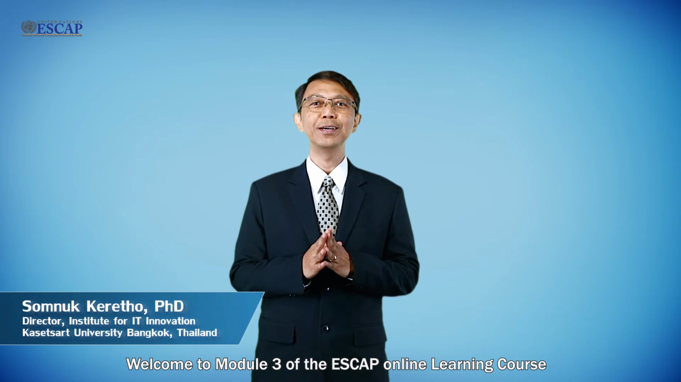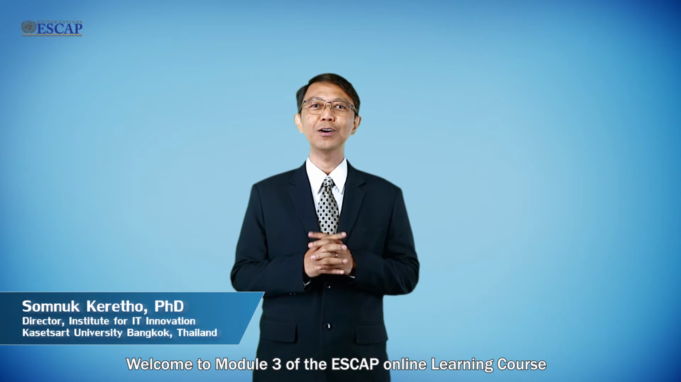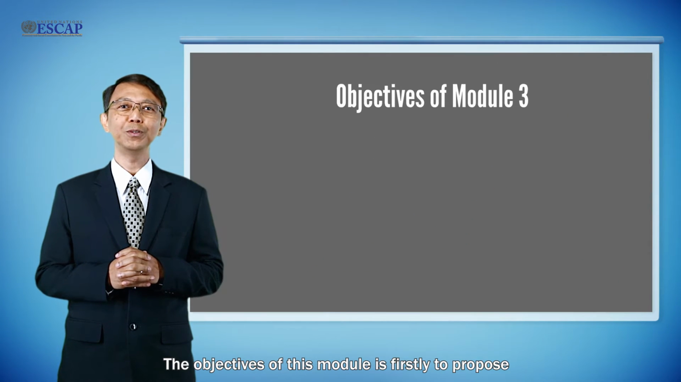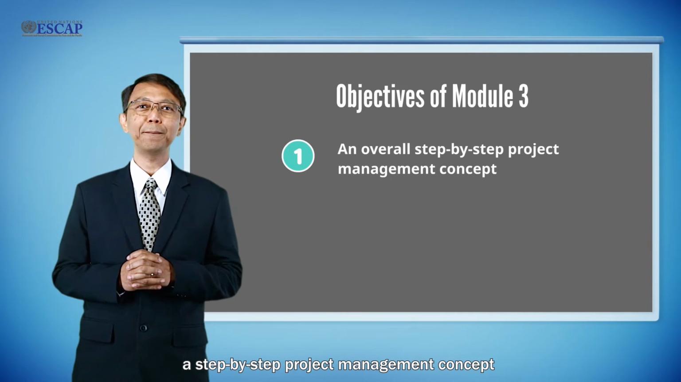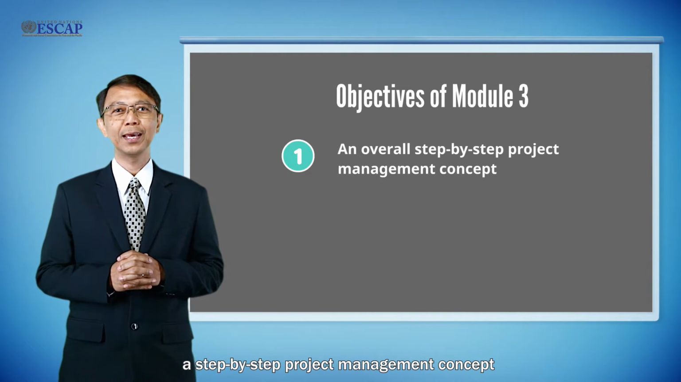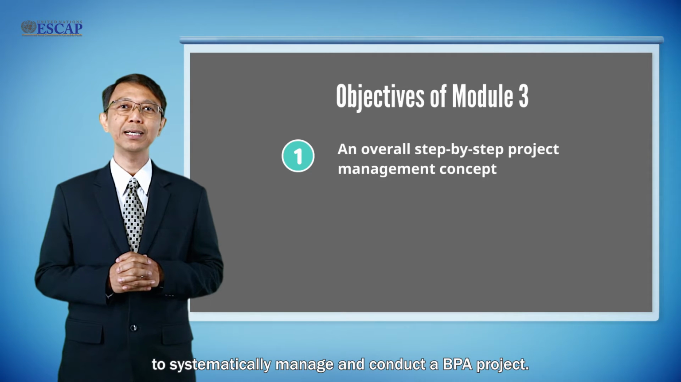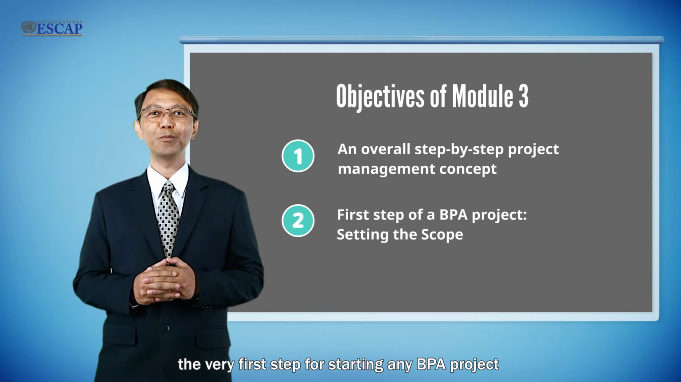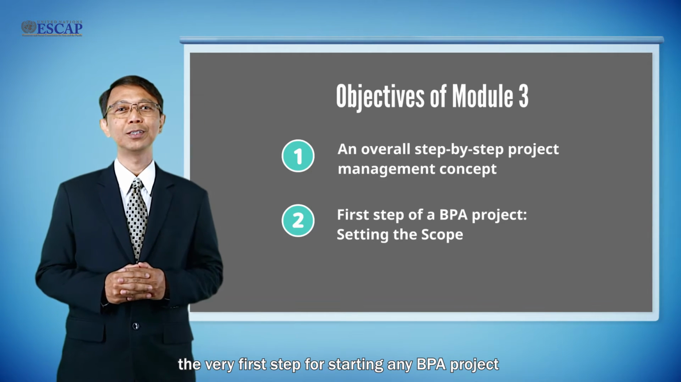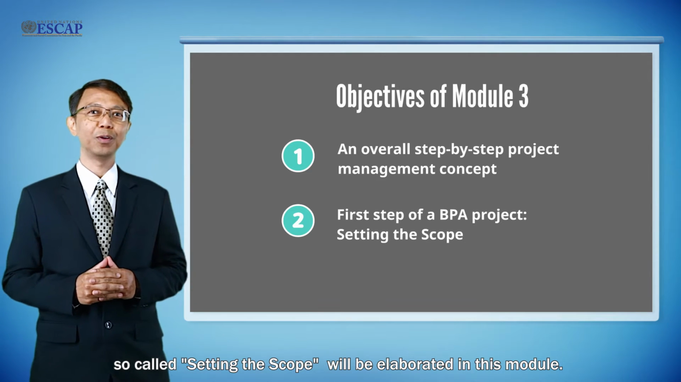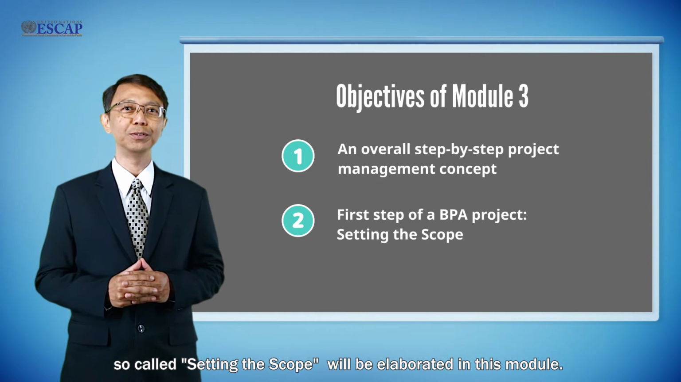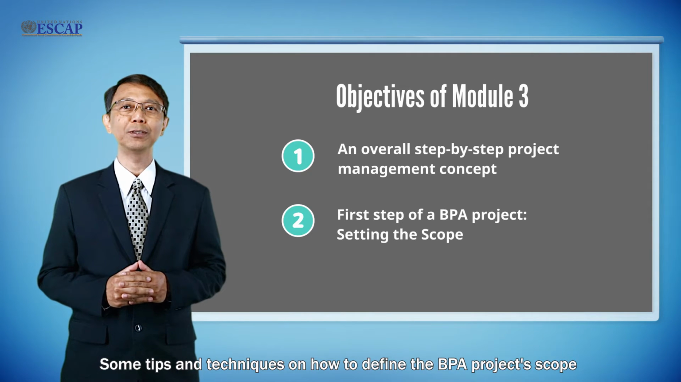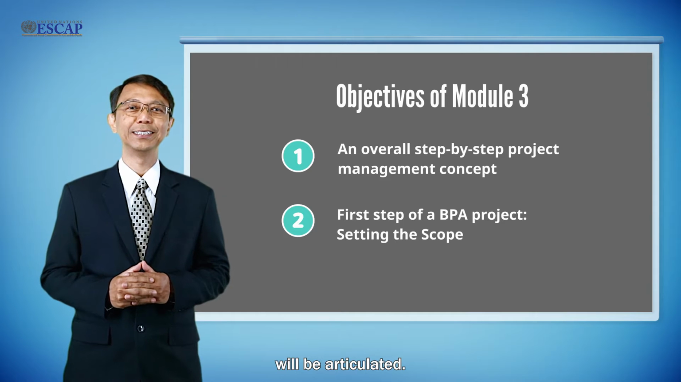Welcome to Module 3 of the ESCAP online learning course on BPA for Trade Facilitation. The objective of this module is firstly to propose a step-by-step project management concept as an approach to systematically manage and conduct a BPA project. Then, the very first step for starting any BPA project, so-called setting the scope, will be elaborated in this module. Some tips and techniques on how to define the BPA project scope will be articulated.